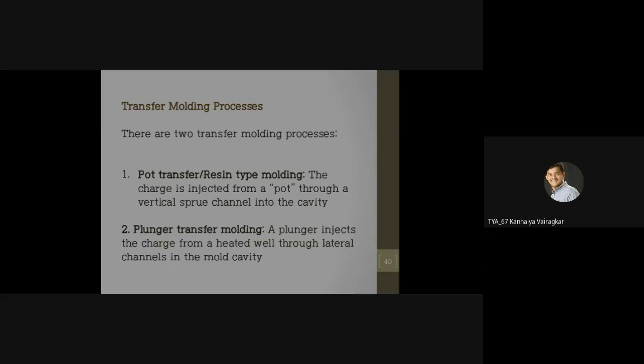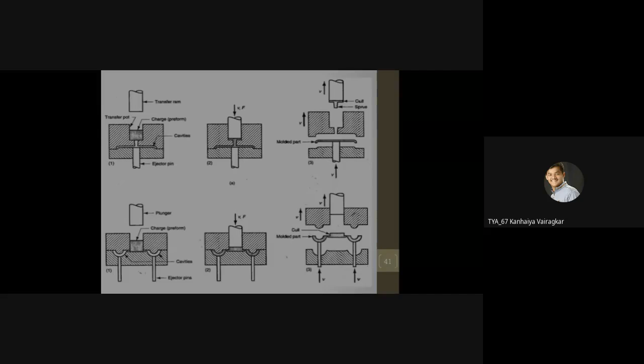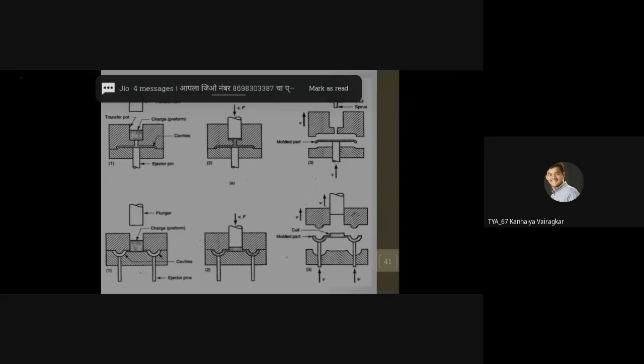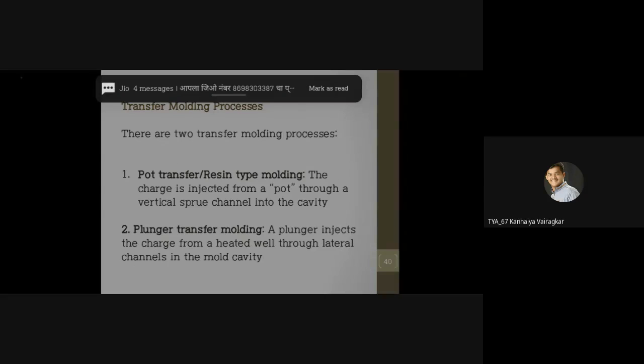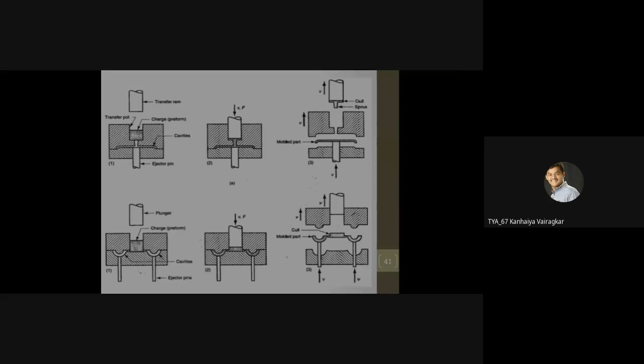I have the comparative figures and sketches, you can see them here. The first one is for pot type or resin type transfer molding, and the second one is for what we call plunger transfer molding. First one is pot transfer molding, second is plunger transfer molding. Now see the difference very carefully. Mostly the component is the same.